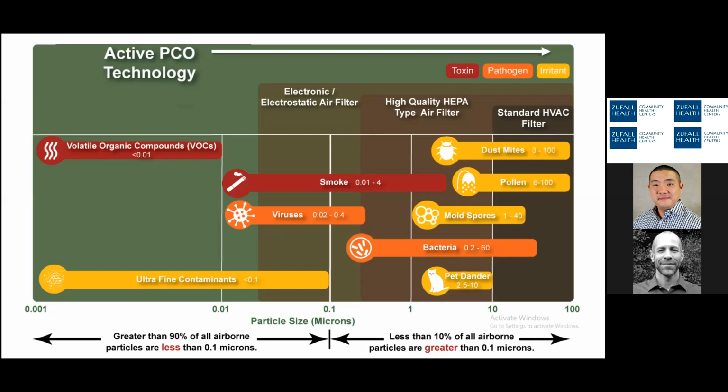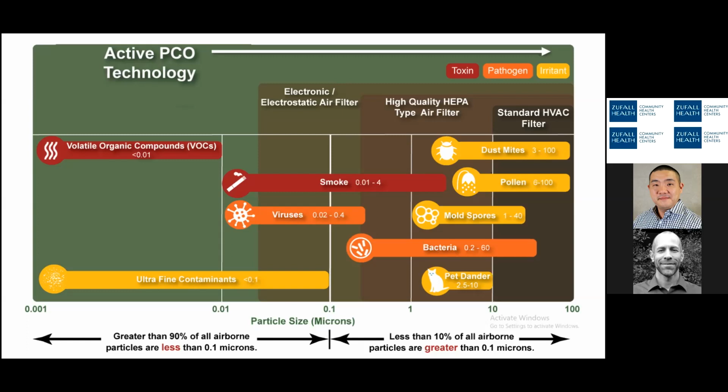how PCO technology works over a wider range of contaminants than other standard air purification technologies. Over here on the far right, we have the standard HVAC filter, which is only good at removing large particles, usually greater than 10 microns. HEPA filters are, again, a filtration device. They go down to 0.3 microns. So they work for a lot of contaminants, but when you look more at the, say, volatile organic compounds or viruses, even the ultrafine contaminants, technology is not as effective.